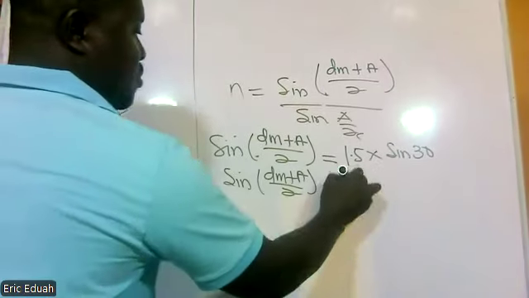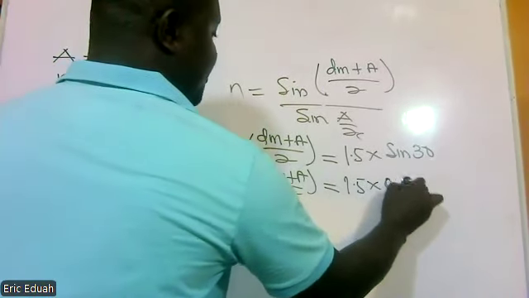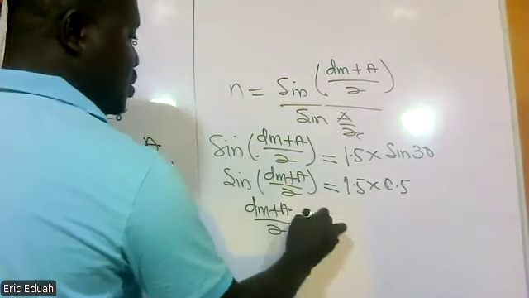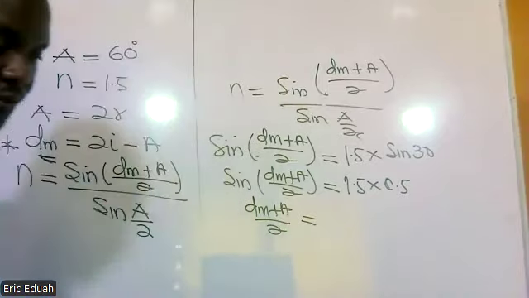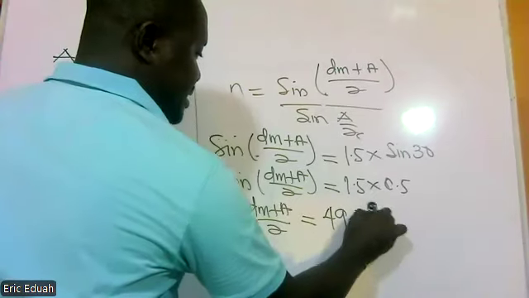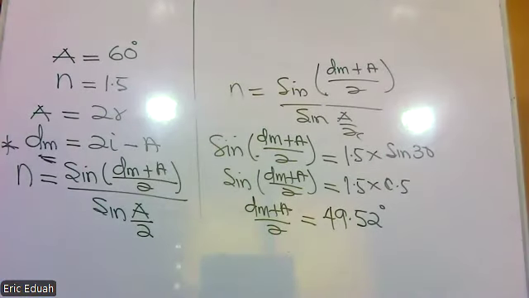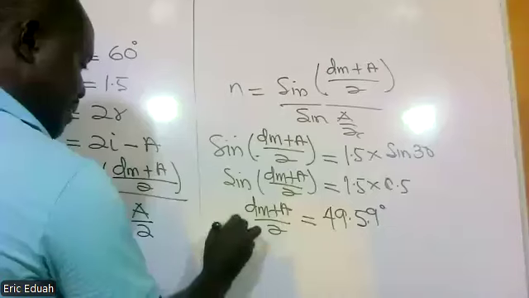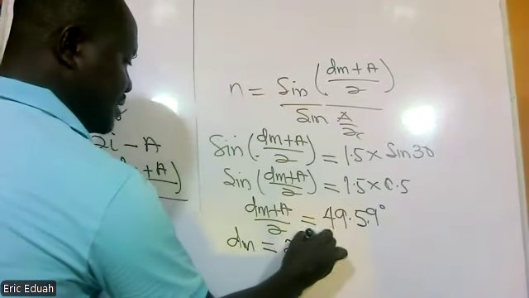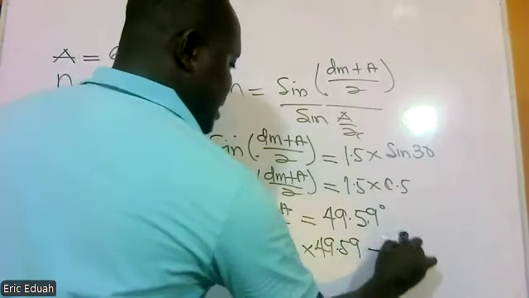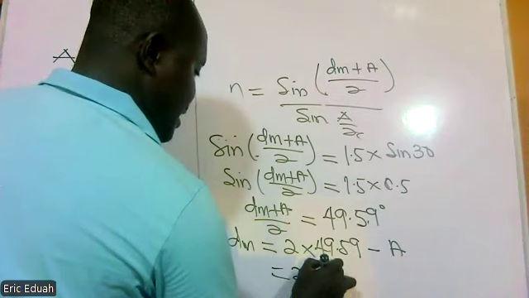Is equal to 1.5 times 0.5. Therefore, dm plus A over 2 is equal to what you get. Sine inverse gives 49.52, right? dm is equal to 2 times 49.59 minus A. A is 60.